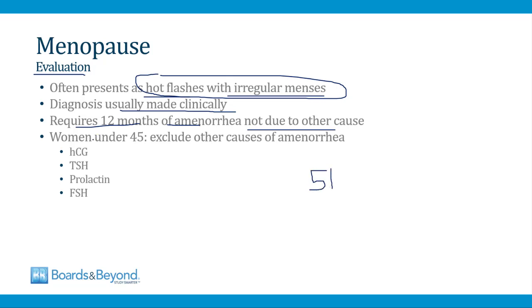So for women who present with evidence of menopause and they're under 45, testing is usually done to exclude other causes of amenorrhea. This usually includes a pregnancy test and a TSH level as well as a prolactin level. You can also measure the FSH level because, as we'll talk about in a minute, that's elevated when women are entering menopause. So this can confirm that the cause of amenorrhea is menopause and not something else.